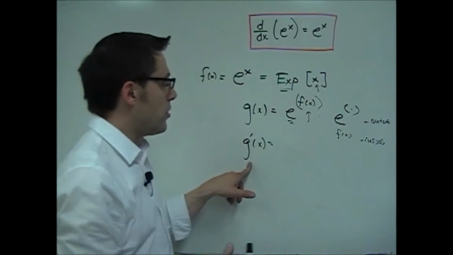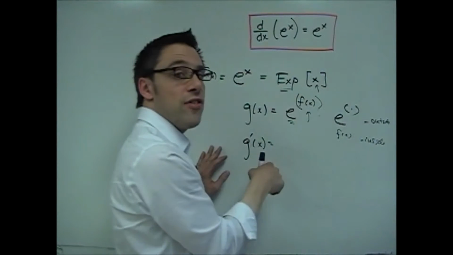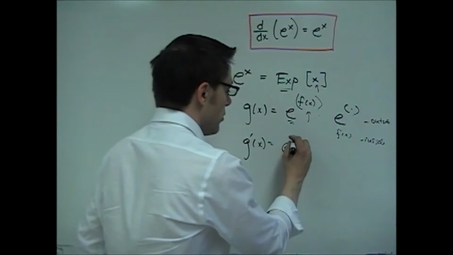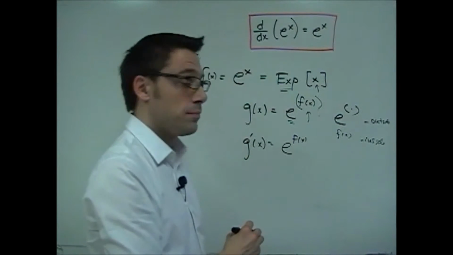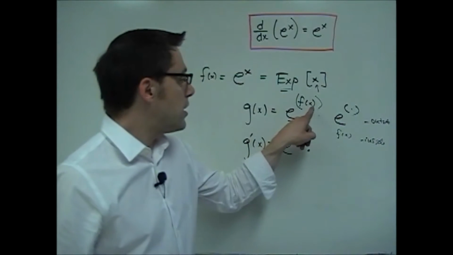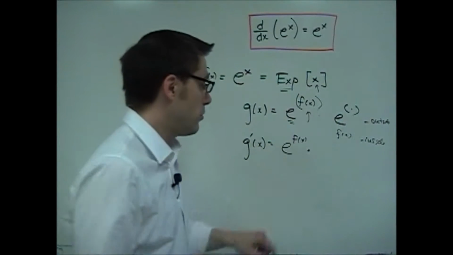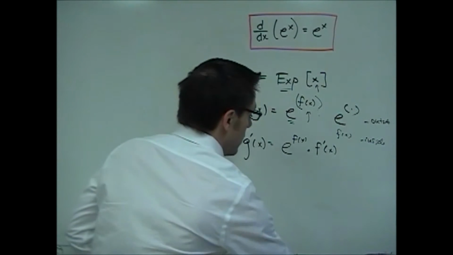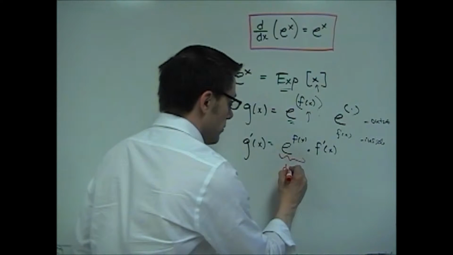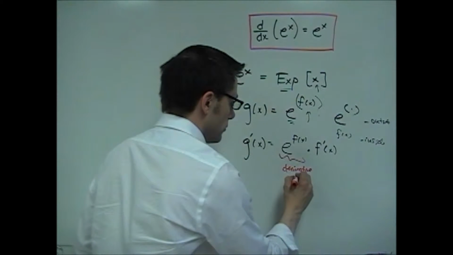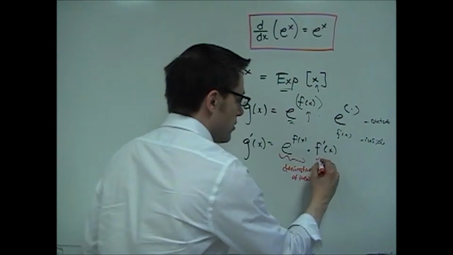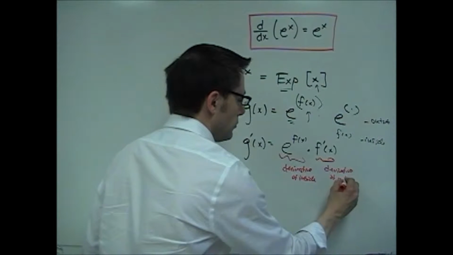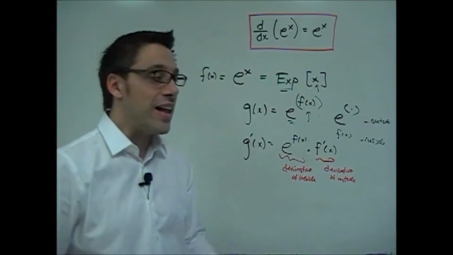So that means the derivative here is going to be, well, I have to differentiate the outside. The derivative of the outside is just e to the whatever again. So e to the f of x, that's the derivative of the outside. And the derivative of the inside is going to be f prime, whatever f is. So this part is the derivative of the inside, and this is obviously the derivative of the outside. Okay, that's the chain rule.